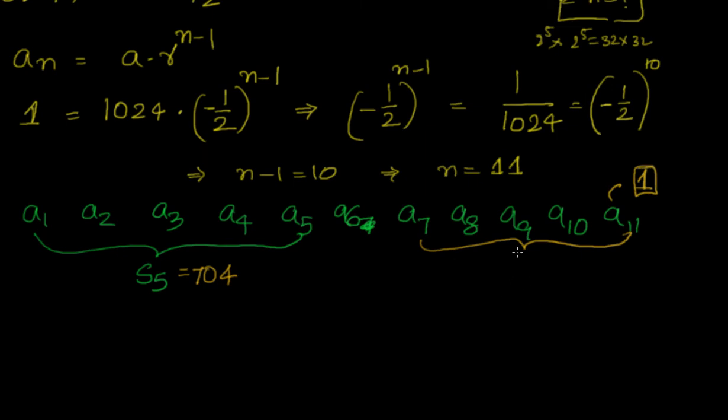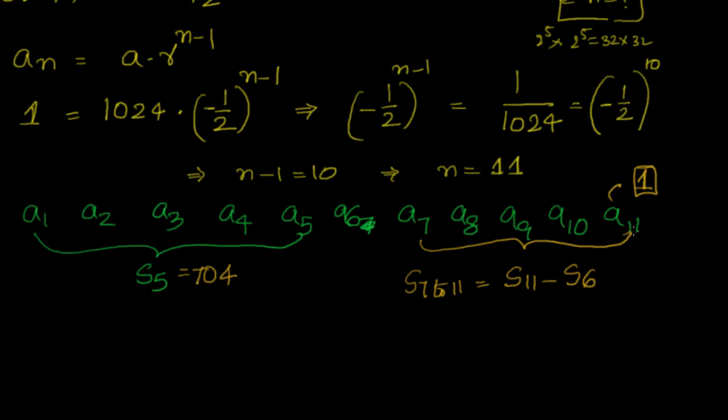Okay. Now I have to find out this. What is this? Nothing but S of 7 to 11. That is nothing but equal to S of 11 minus S of 6. That is one way of doing it. So you can find out what is S of 11 and you can subtract S of 6 from it. That's one way of doing it.